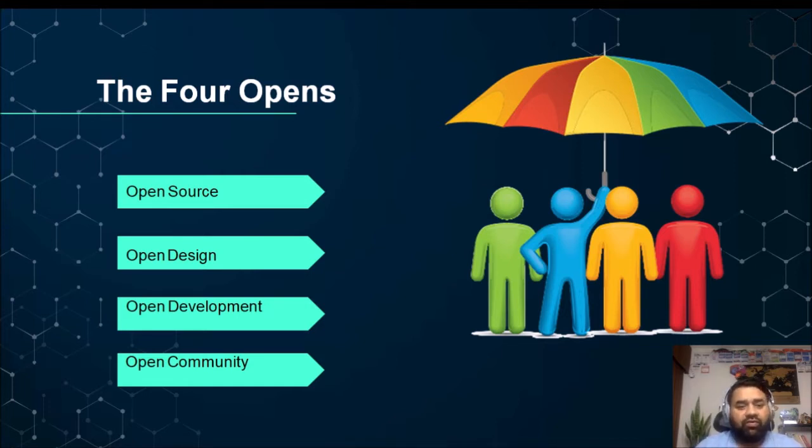So if we talk about the very first, open source. Every open source is released under an open source license, so that it can be studied as a program. You can modify it, redistribute it. So that's a very basic need for any open source.